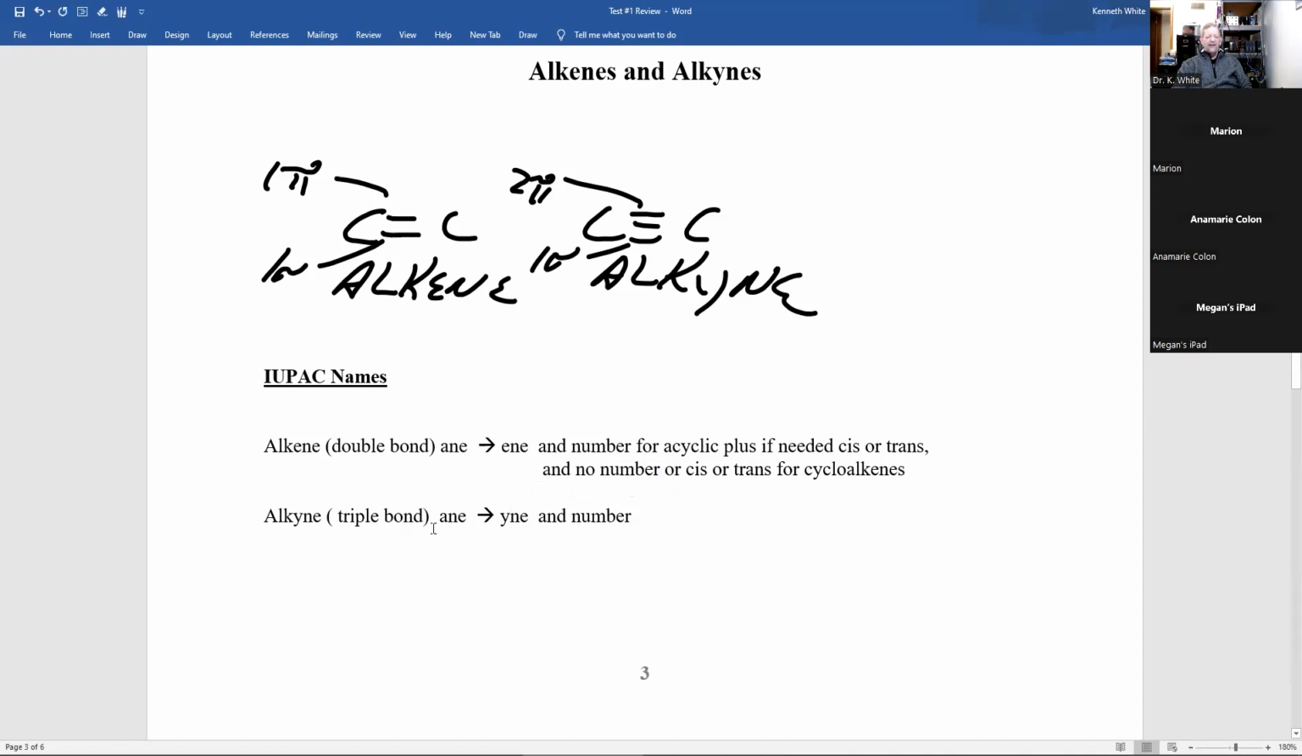For a triple bond, you take the longest chain with both carbons of the triple bond, drop the ane ending of the alkane, like nonane, and put yne plus a number. You can't have cis or trans for a triple bond, and I've never seen a triple bond in a ring other than one time many, many years ago in a paper I saw, which wasn't that useful. That's my personal opinion.